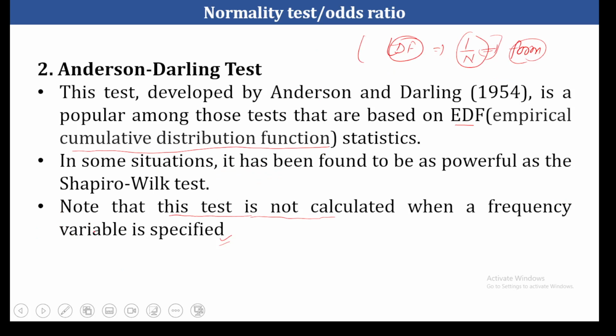Second one is the Anderson-Darling test. This test, developed by Anderson and Darling, is based on the empirical cumulative distribution function. It's like we have the data with n terms, maybe 100 or something. With 1 by n terms, it becomes the empirical terms. In some situations, it is found to be as powerful as the Shapiro-Wilk test, and this test is not calculated when frequency variables are specified. I'm just saying what tests are available for the normality test.